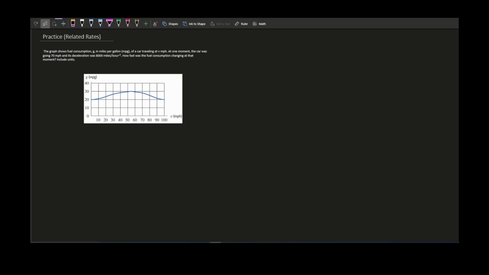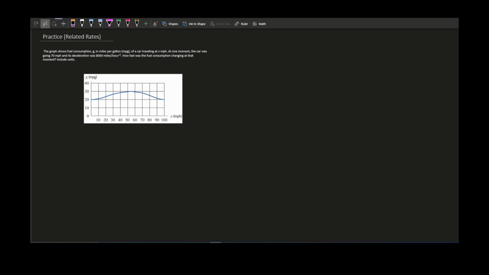Okay, this graph shows the fuel consumption, G, in miles per gallon, those are the units, of a car traveling at V miles per hour. So depending on the speed a car is going, it's going to change the fuel consumption, as you may or may not be aware. And it's not a direct relationship, actually. So at one moment, the car was going 70 miles per hour, and its deceleration was 8,000 miles per hour squared. How fast was the fuel consumption changing at that moment? Okay, and then include units.